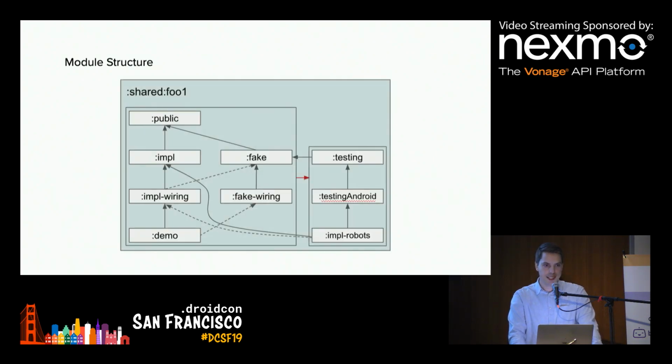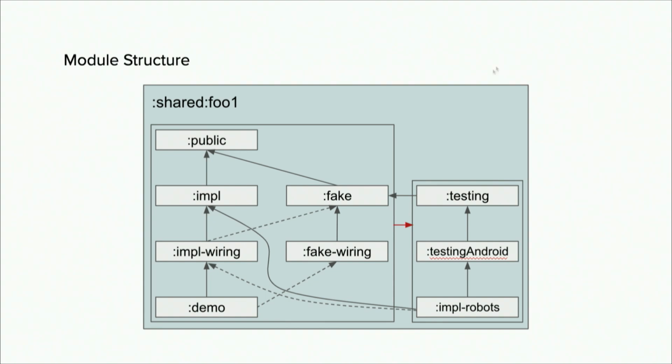I think you guessed it. That's not really the reality that we have at Square. The reality looks more like this, and it's not that complicated. We still have our public module and our impl. At the same time, we have a fake module. Fakes, think of them as a separate implementation for the API. But in our case, they have some special rules.